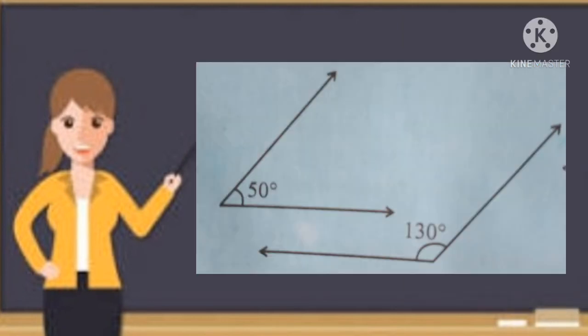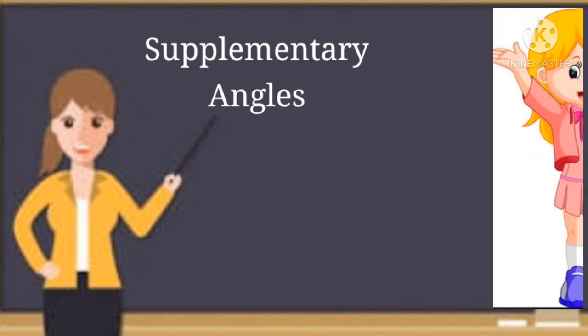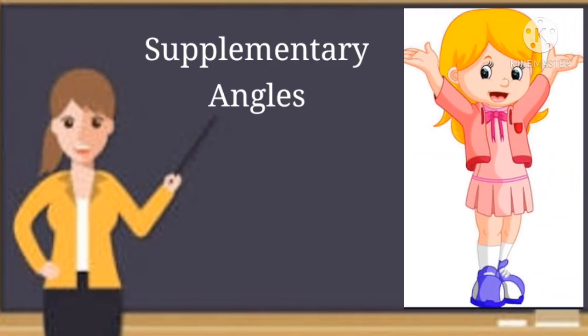Now let us see the next example. One angle is 50 degrees, the other one is 130 degrees. Add them and you get 180 degrees. They are supplementary angles.